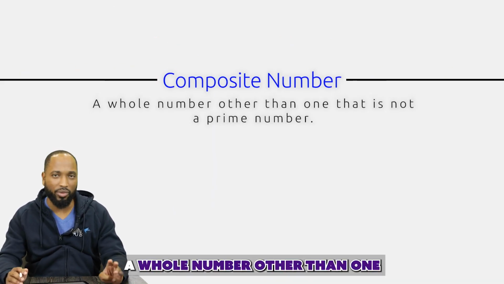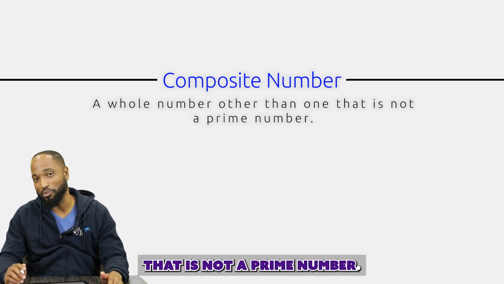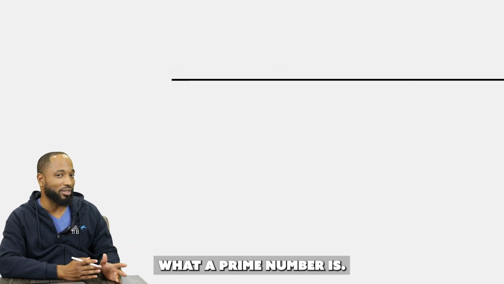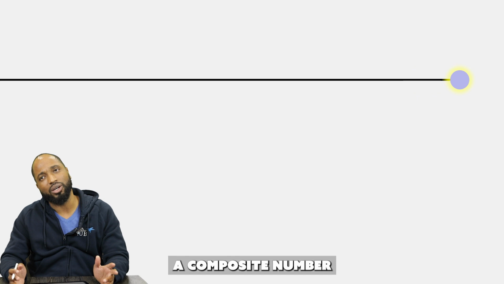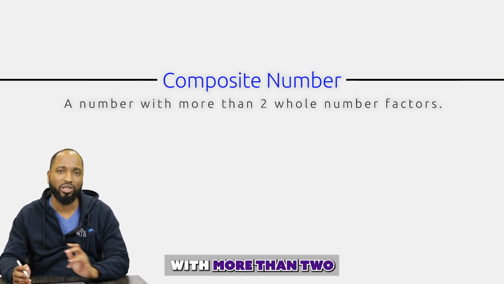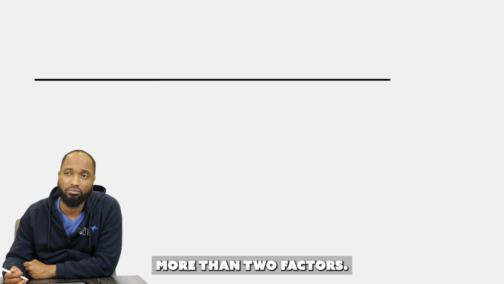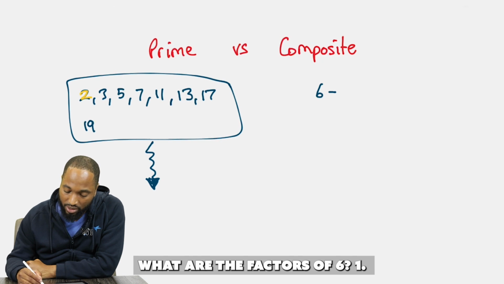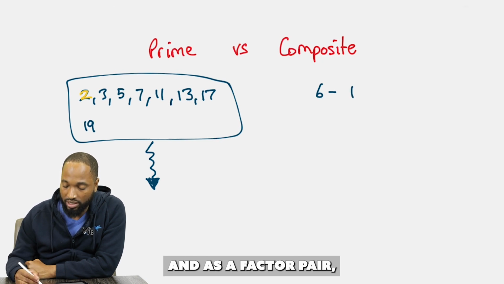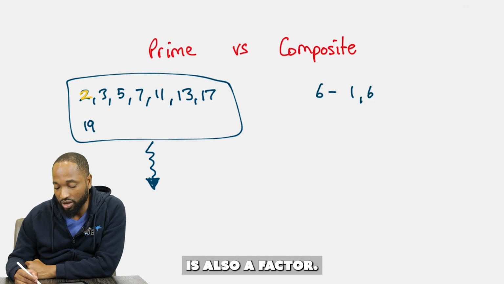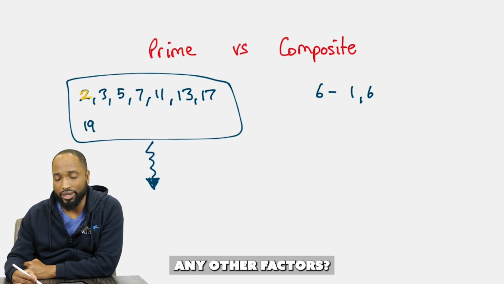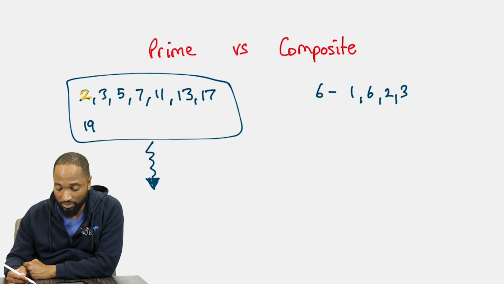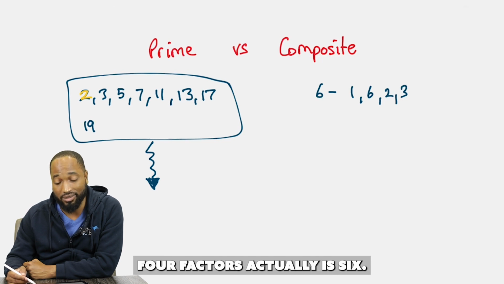So what's a composite number? A composite number is a whole number other than 1 that is not a prime number. So that's that definition. You have to know what a prime number is. So another way we can say a composite number is a number with more than 2 whole number factors. Like 6. What are the factors of 6? 1 could go into 6, and as a factor pair, 1 by 6. So 6 is also a factor. But are there any other factors? Of course, we have 2. We have 3. 6 has 4 factors. The first number with 4 factors is 6.